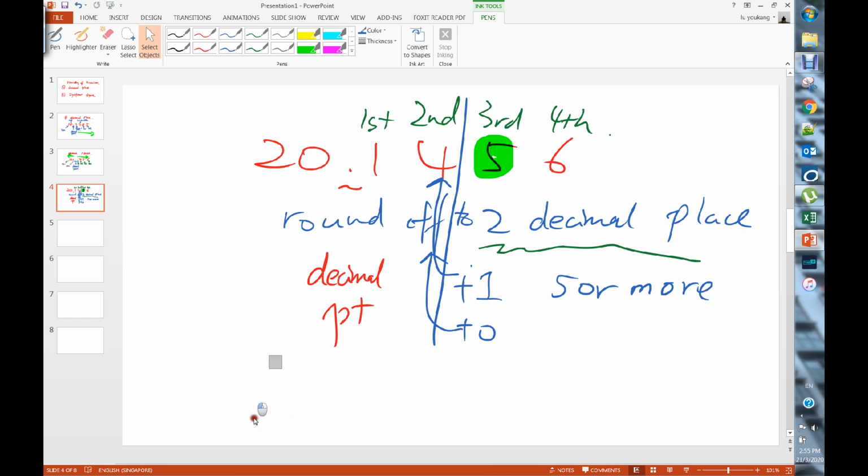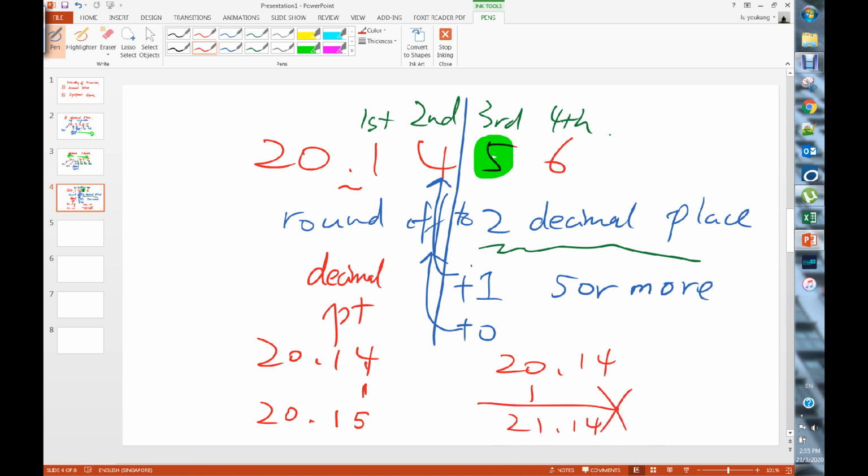In this case, do you add 1 or you don't? You add 1. So you have 20.14, and you add 1 here, not in front. You add 1 to this place. Therefore you end up with 20.15. Get the point? Please differentiate. When you add 1, it's not like you add 1 here. Wrong. You add 1 to the front. Can you see?